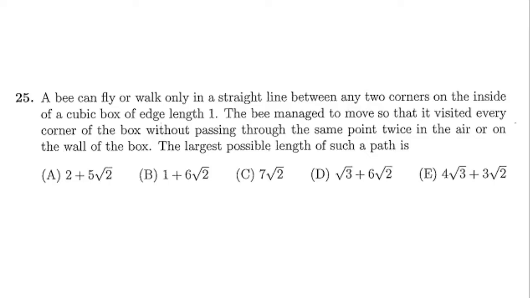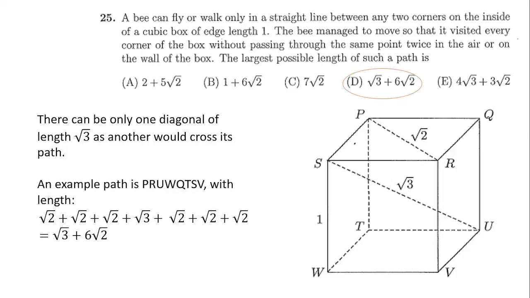Question 25. A bee can fly or walk in a straight line between any 2 corners on the inside of a cubic box of edge length 1. The bee managed to move so that it visited every corner of the box without passing through the same point twice, in the air or on the wall of the box. What is the largest possible length of such a path? So I've gone ahead and drawn the cube here.